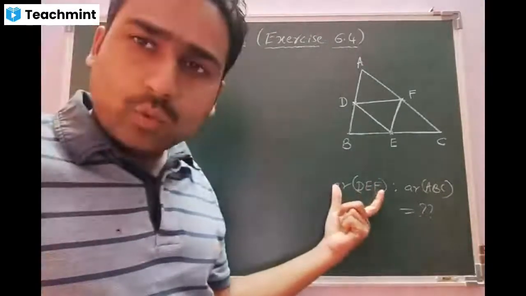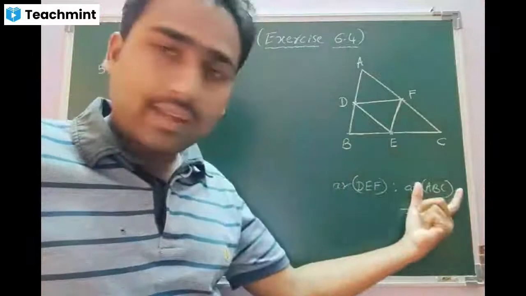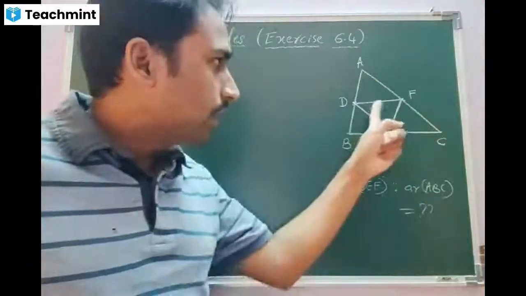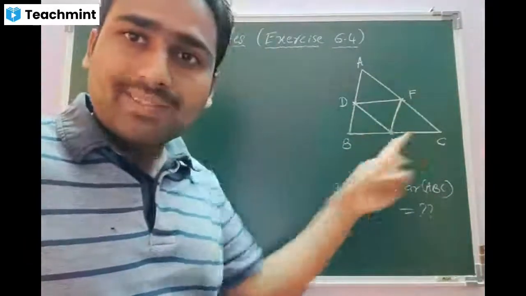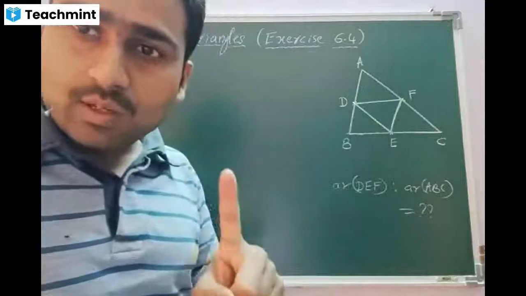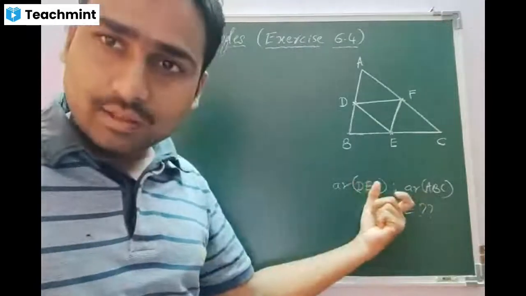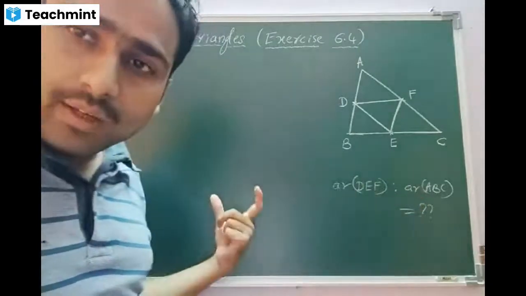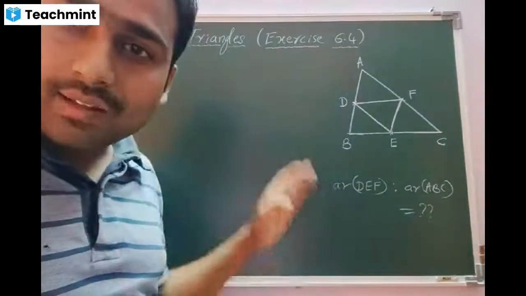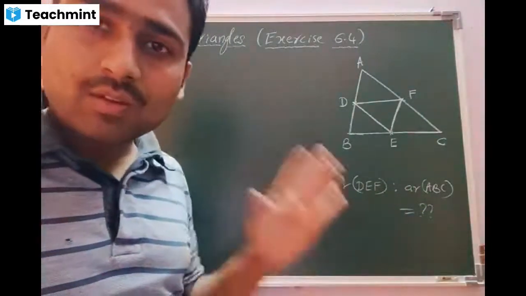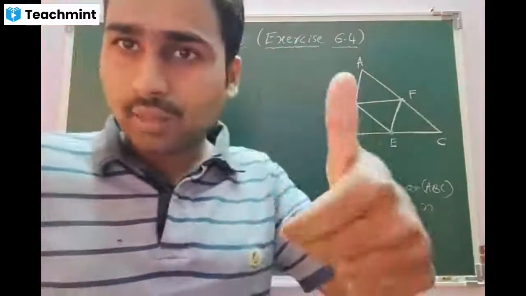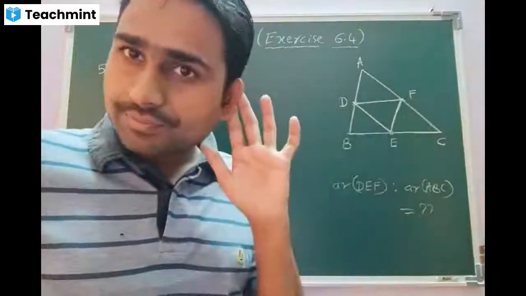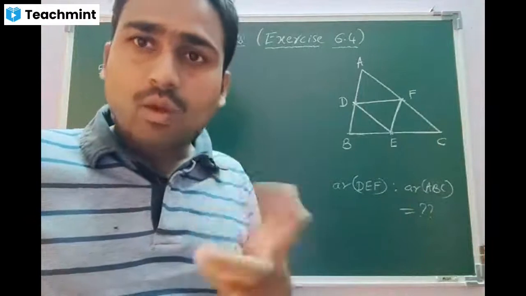When we are talking about the area of one triangle by the area of another triangle, DEF smaller and ABC bigger, the first work is to prove that they are similar. And once they are similar, apply the statement: the areas of similar triangles are proportional to the squares of their corresponding sides. Correct, beta?